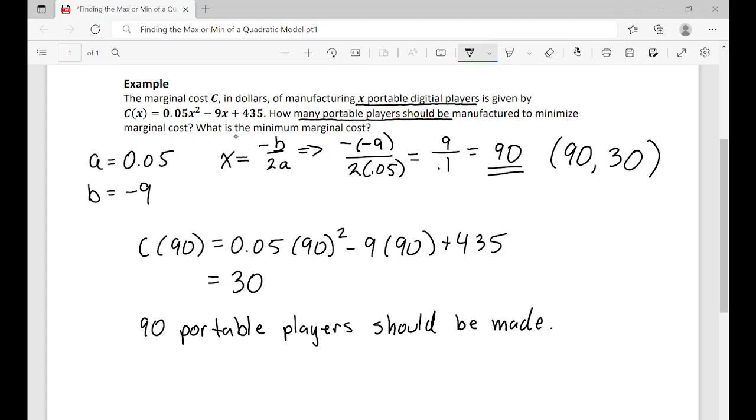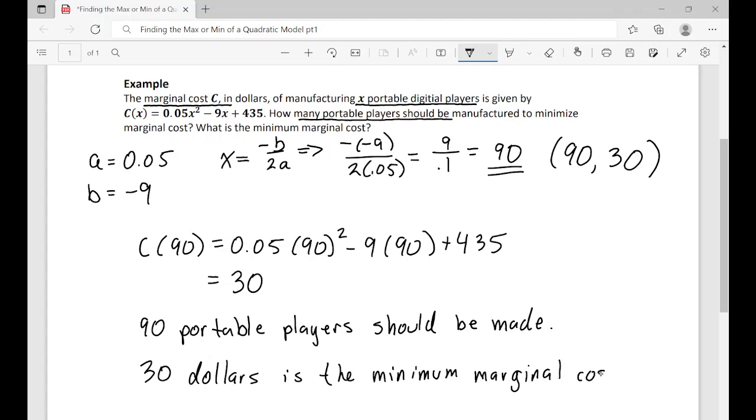And then finally, what is the minimum marginal cost? And C is the minimal cost, or marginal cost. And C is just our y value, 30. So what is the minimum marginal cost? $30 is the minimum marginal cost. You don't have to actually word it the way I did. You can word it any way you want to, so long as it conveys the specific information as asked.